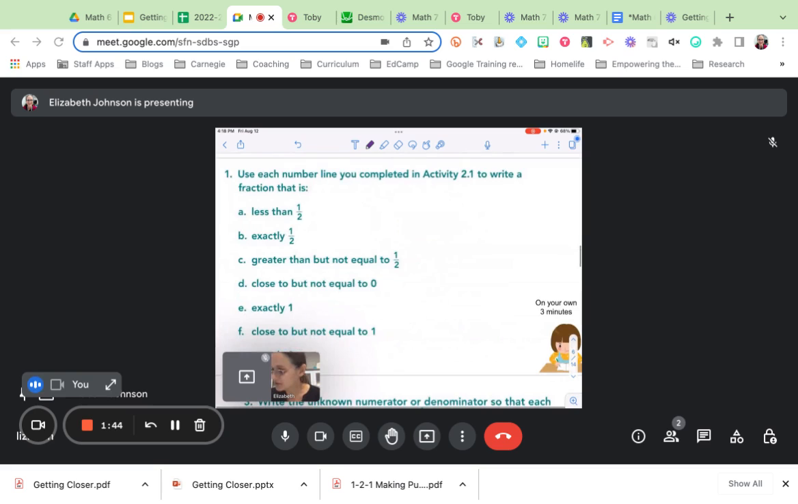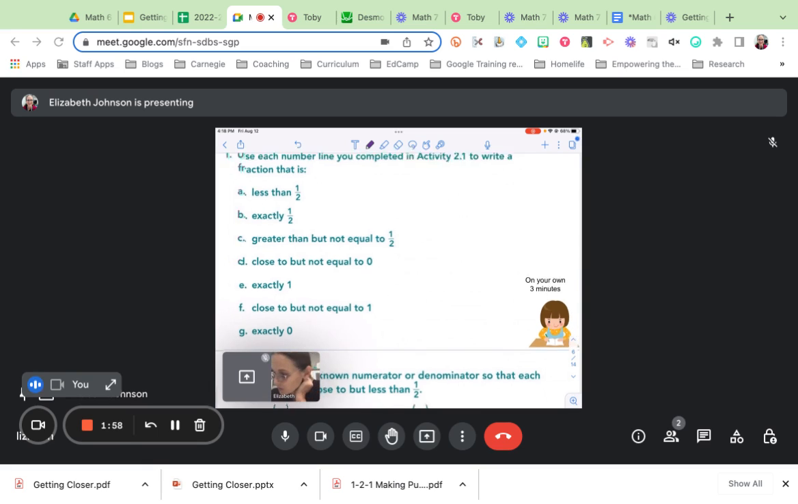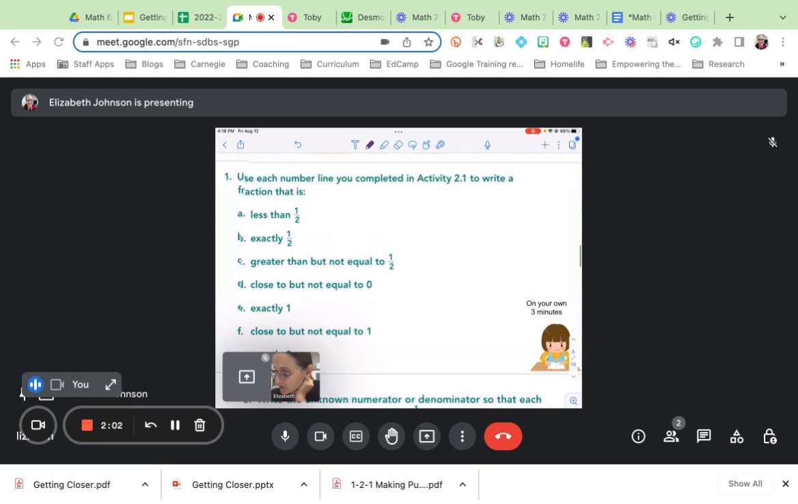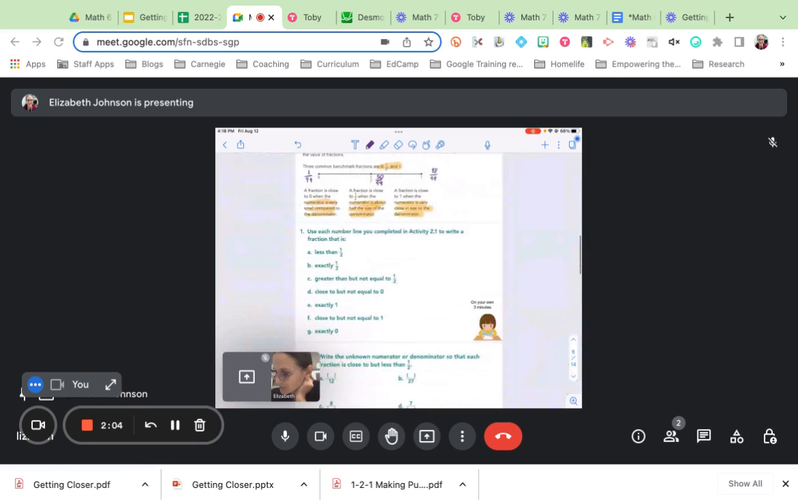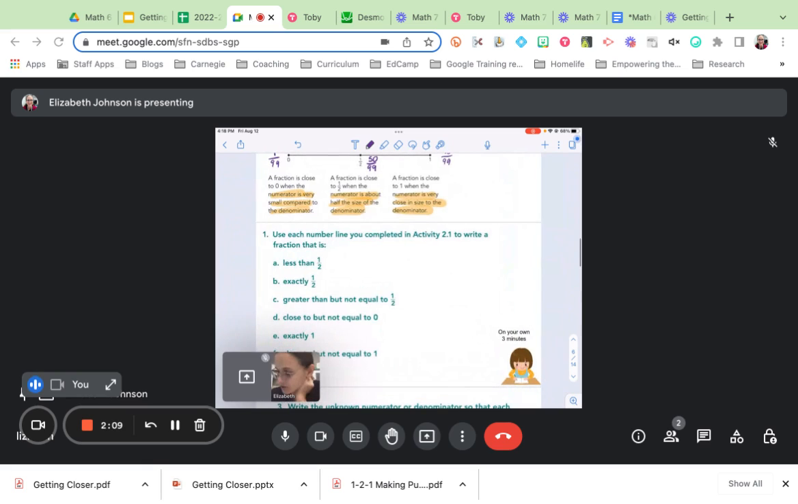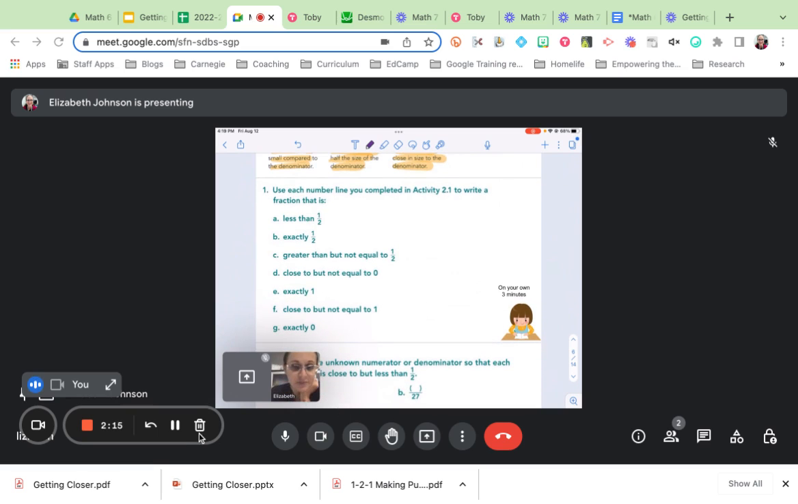So let's use those number lines that we made earlier to write a fraction that is less than 1/2. Exactly 1/2. Greater than or equal to 1/2. Close to but not equal to 0. Equal to 1. Close to but not equal to 1, or exactly 0. All right. I am going to stop talking and I want you to pause the video, and for 3 minutes, I want you to work on your own to think of examples of these, as many as you can.